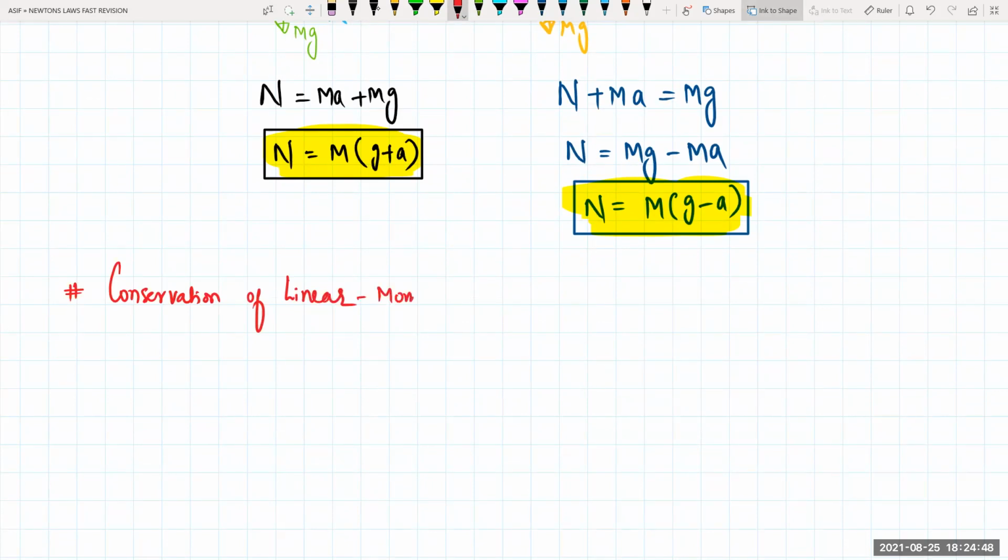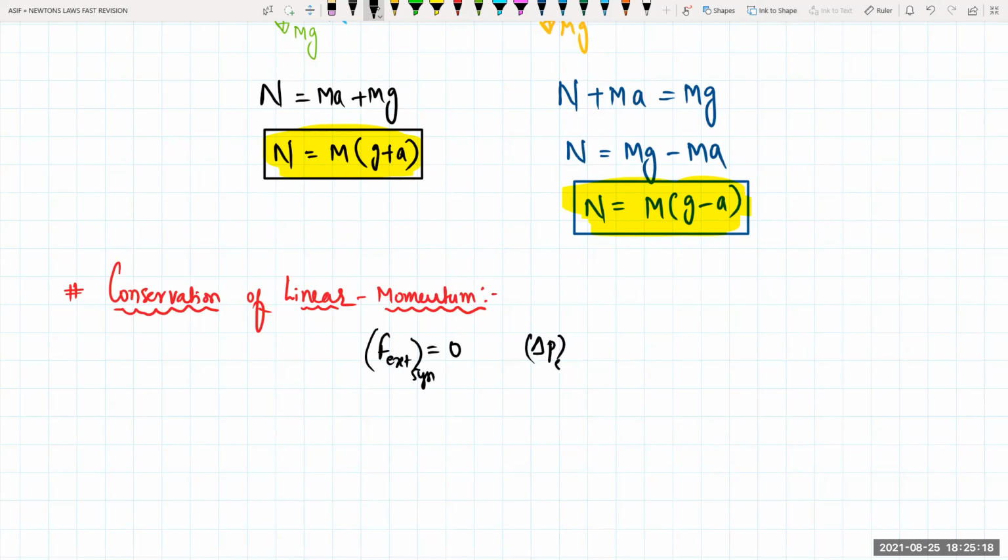Conservation of linear momentum. So what do you mean by conservation, beta? External force on the system must be equal to how much, beta? F external shall be equal to 0. If the external force on the system is 0, then momentum is said to be conserved.